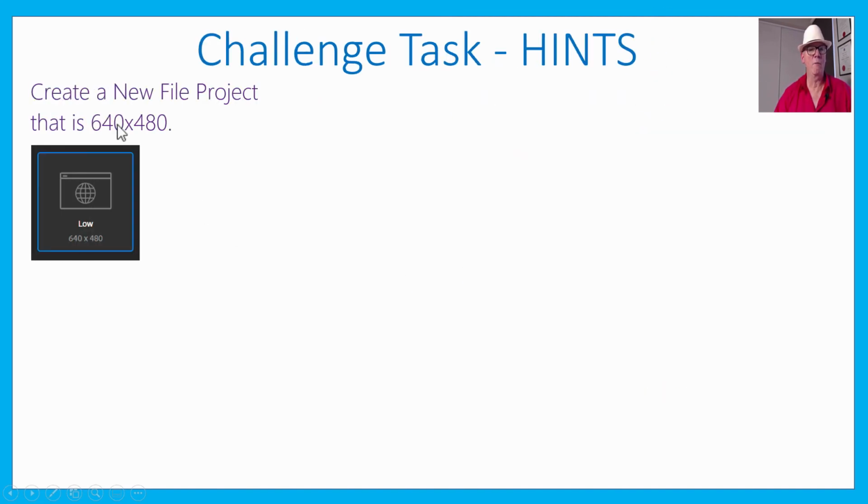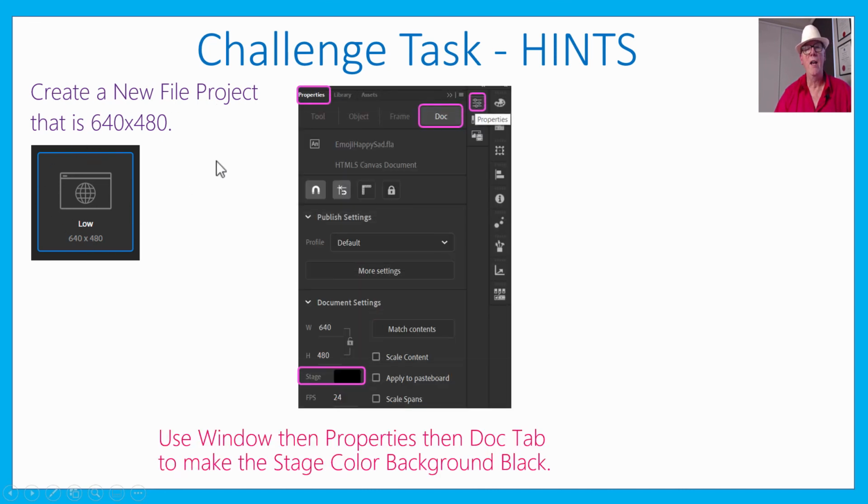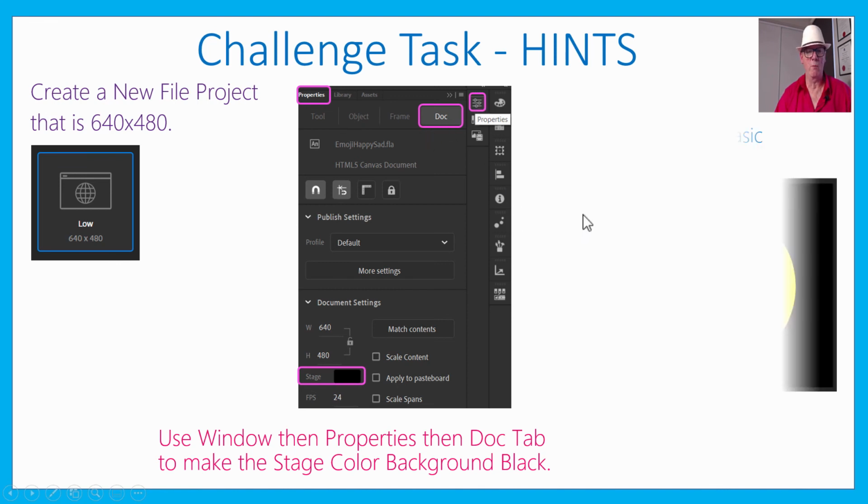But how are you going to do this one? We'll give you some hints. Create a new file, make this a 640 by 480. Go to properties, window properties, and set the stage to black, or you could make it a dark blue color if you want. We just chose black, but not white. And you can use that little sliders icon, remember, to bring this up, or you can do window properties.